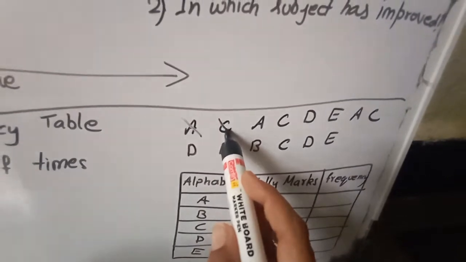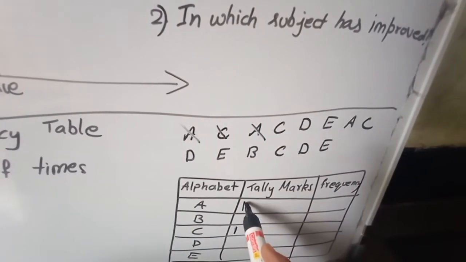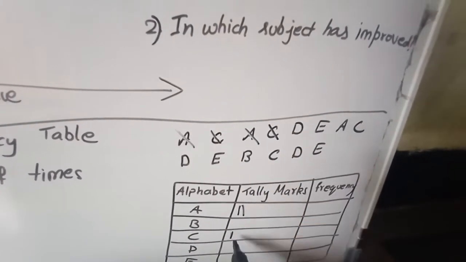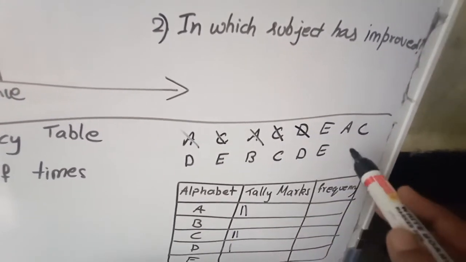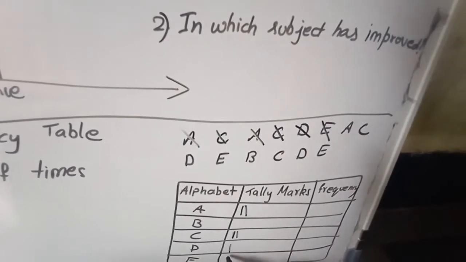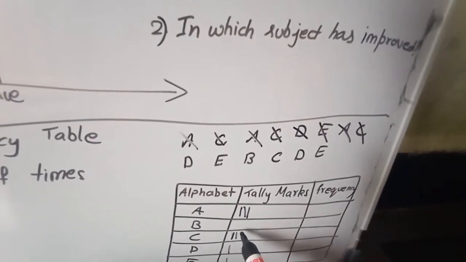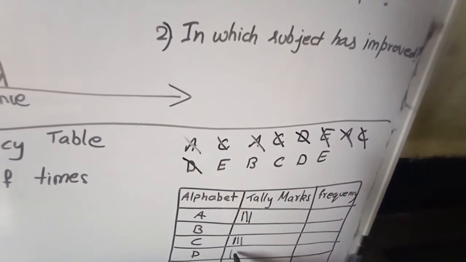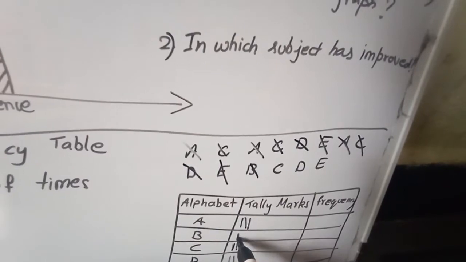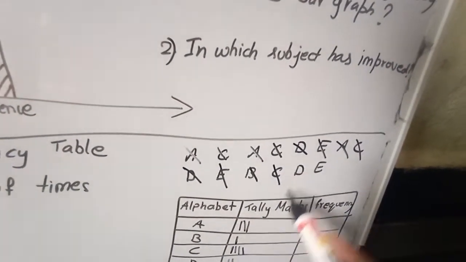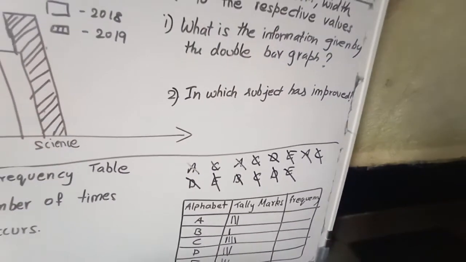A. Next, C, C. Next, A. Next, C. C two times. D one time. If you cross it, you will not have any confusion. E, A, C, C, D, E, B, C, D, E. By seeing this, you will get the information.